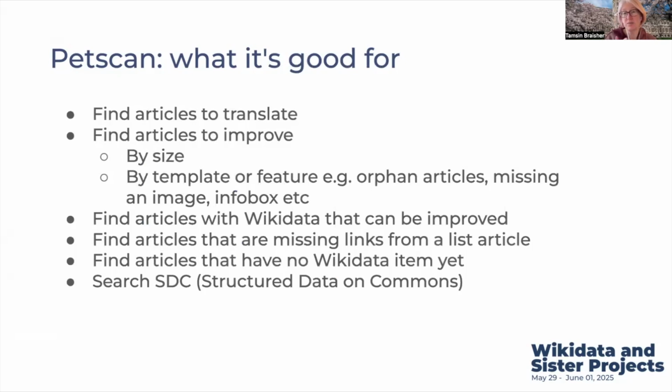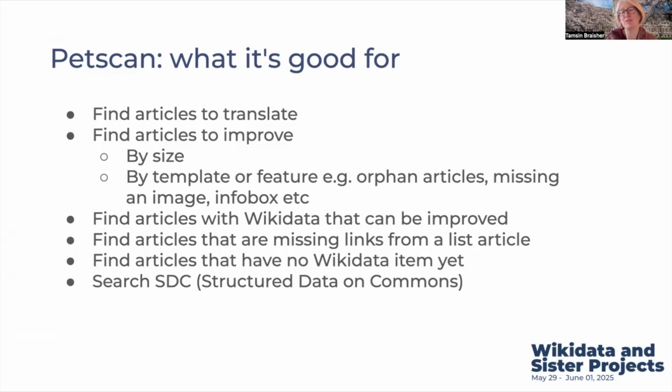You can also find articles to improve. So you could look, for instance, in staff categories. That's an obvious way to do it. But you can also look by size, which is quite nice, especially because things don't always end up in the staff category or being removed from it when they're longer and so on. You can look by features, or templates. So you can look for orphan articles, things that are missing an image or an info box in a category that you like. You can find articles with Wikidata that can be improved. So for instance, you could look in 1938 births and make Petscan find you those Wikidata items that haven't got a birth date. So that would be a good workflow.